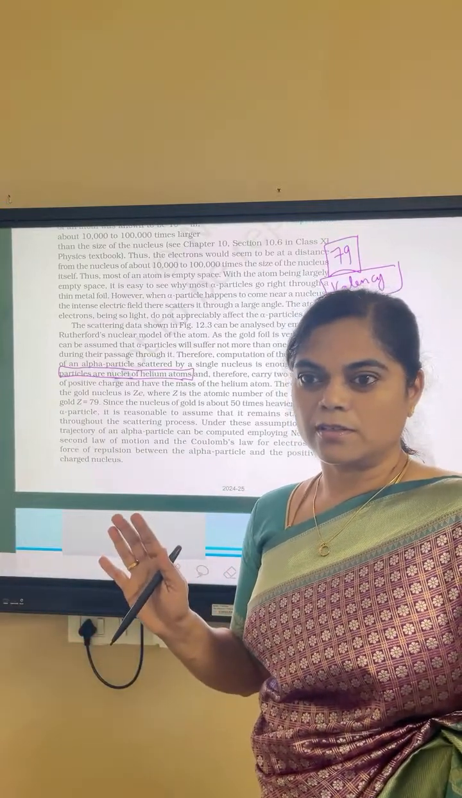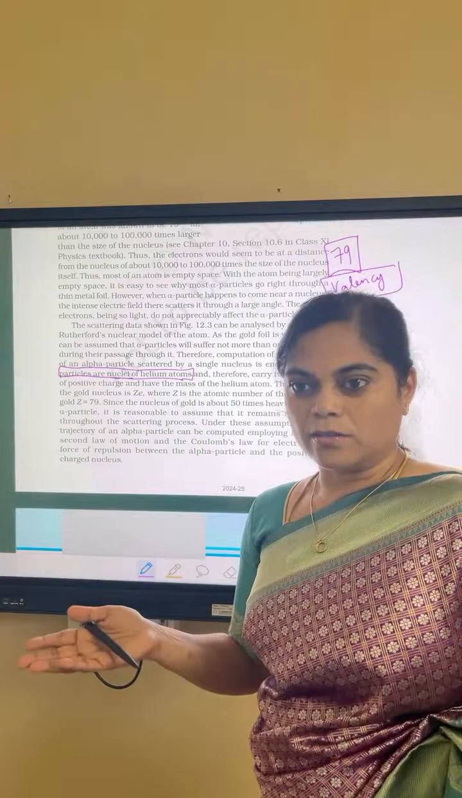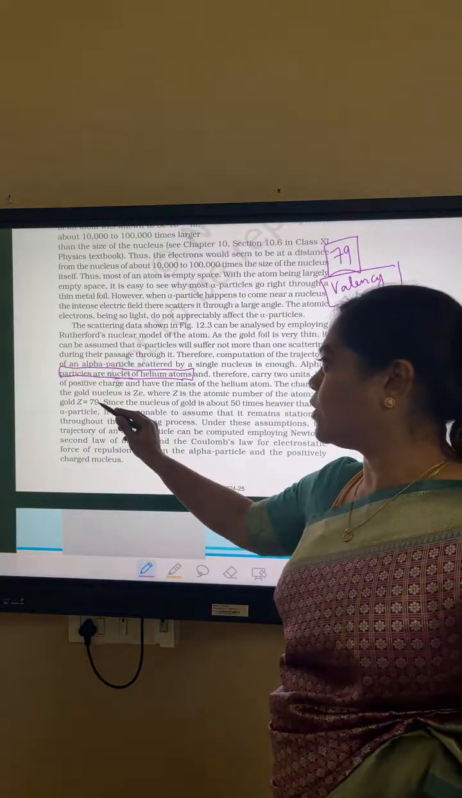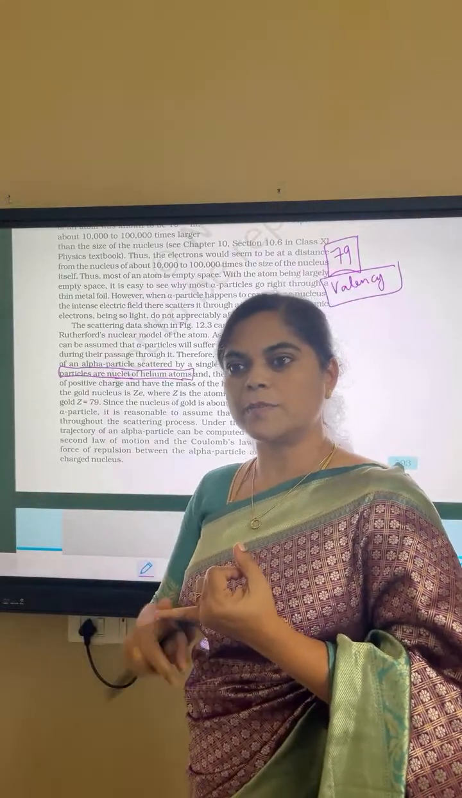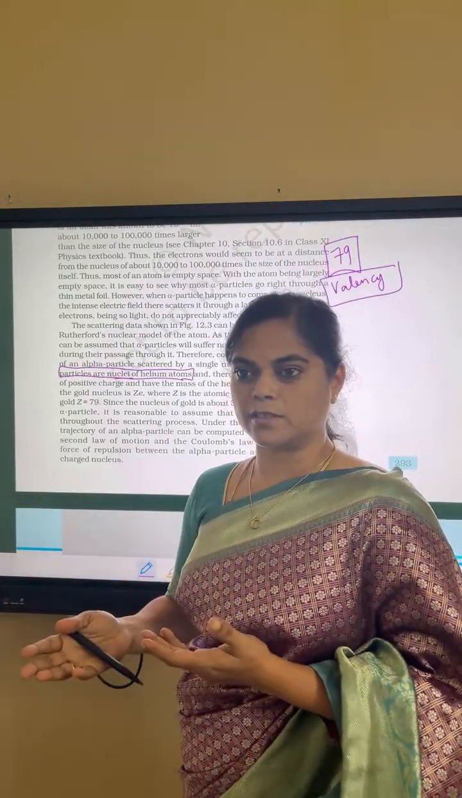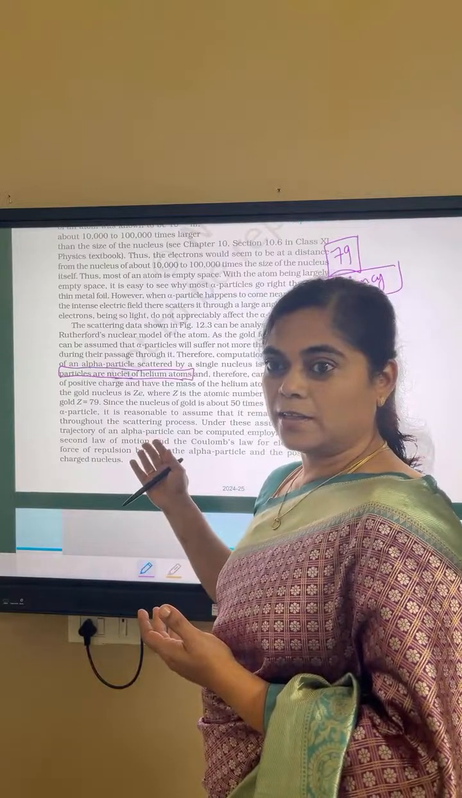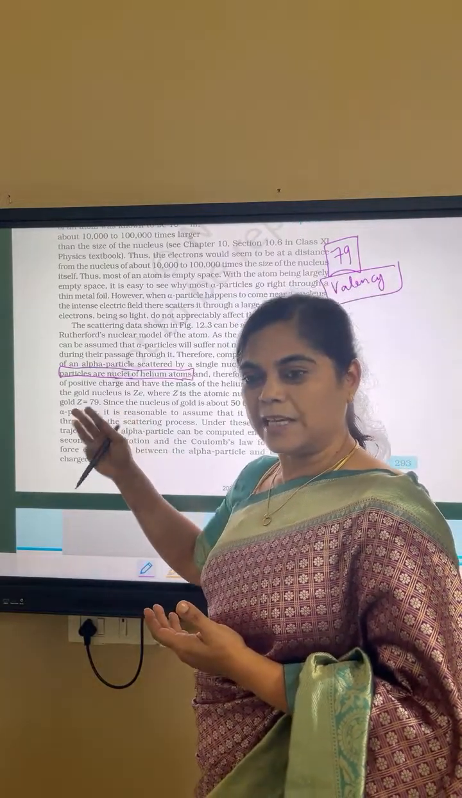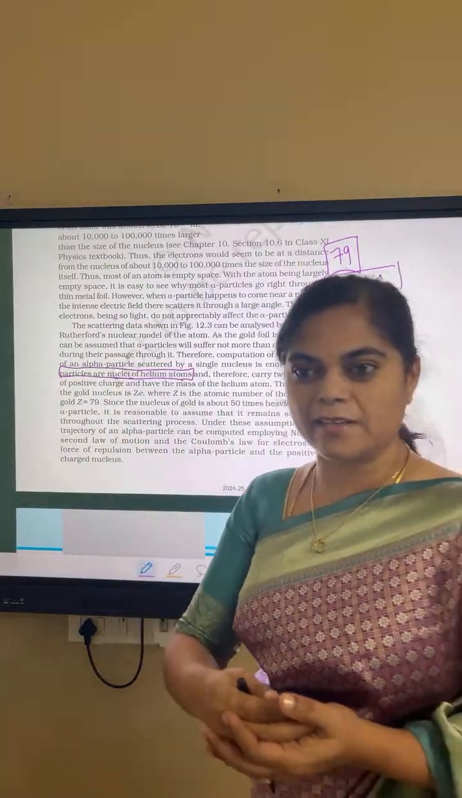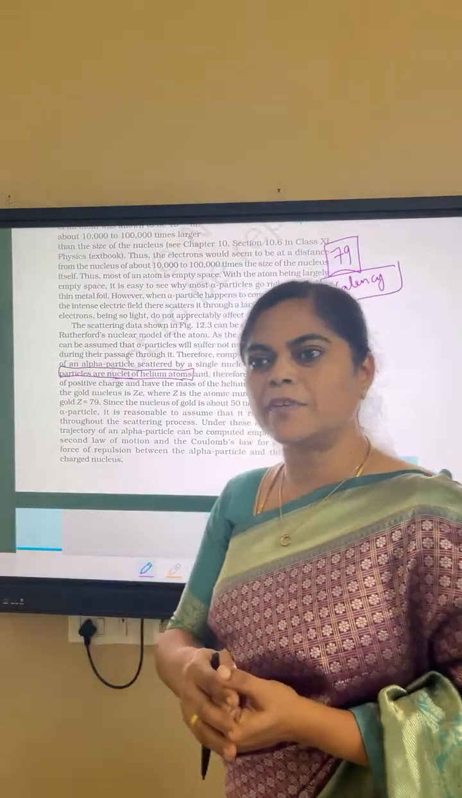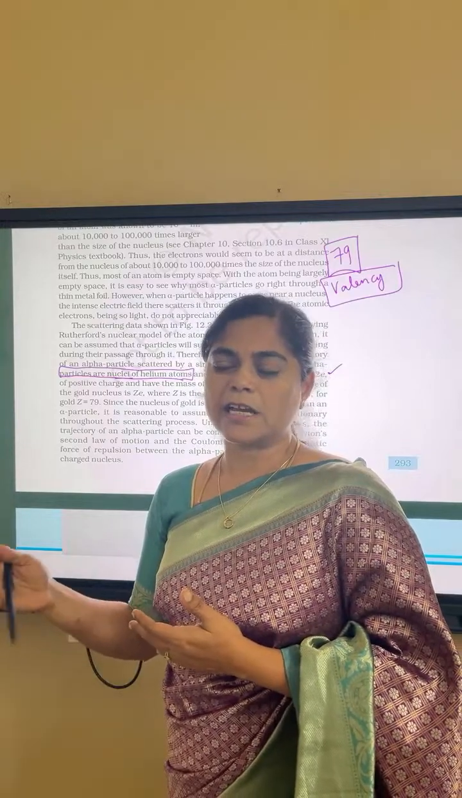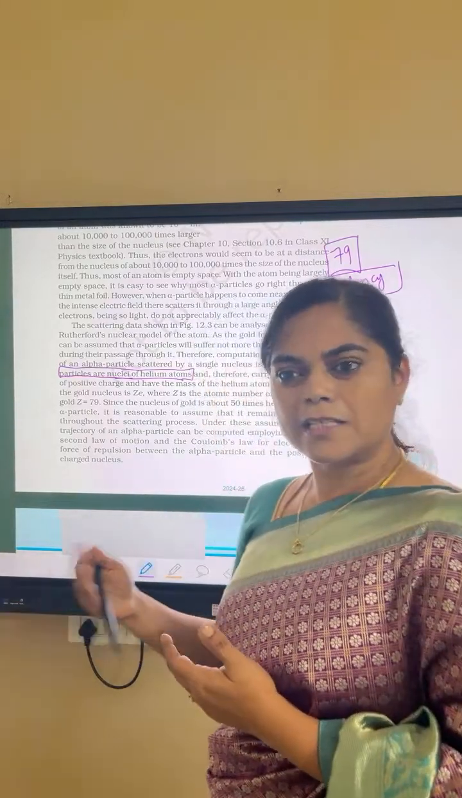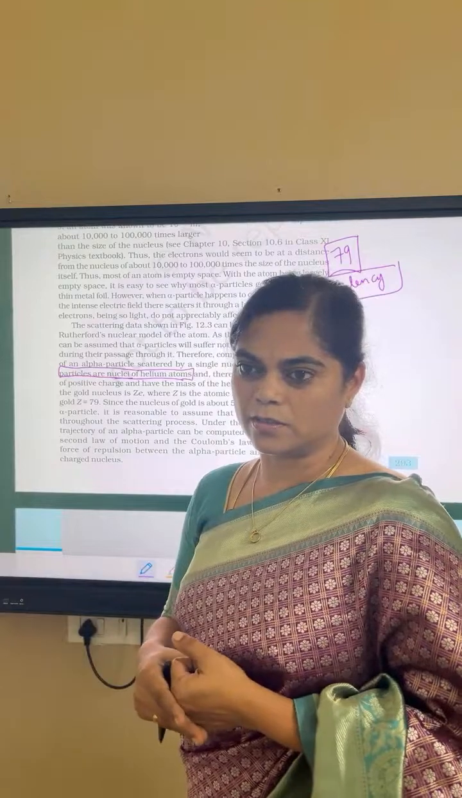Understood or not? Yes, ma'am. Gold ion. That is said to be the nucleus of gold. I told you, the positive charge means the total cation has a positive charge. It is heavier, so that it remains stable. Even though the alpha particle is coming, it won't get disturbed by the alpha particle, since the alpha particle contains fewer neutrons and protons.